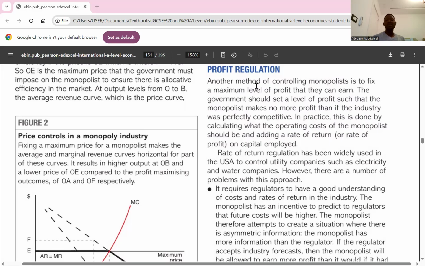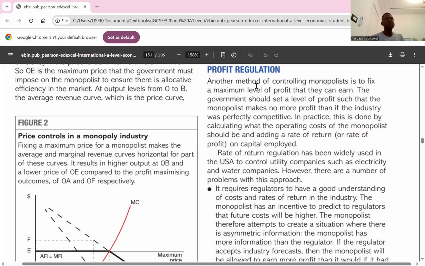So another way in which government can control monopolies and mergers, aside from price regulation, is through profit regulation. For profit regulation, we're talking about an economic policy which allows government or a regulatory body to limit the amount of profit firms can make, which means once they set that limit, firms are only going to be able to make a fair profit through their rate of return on capital.